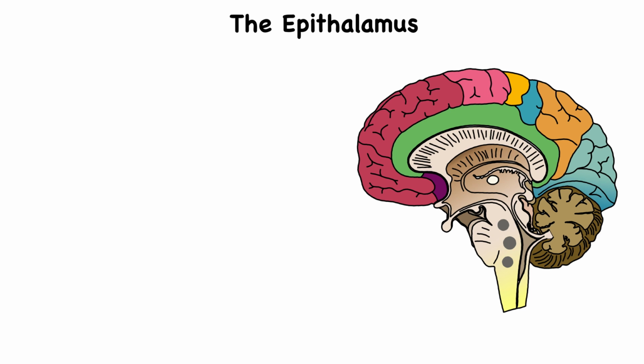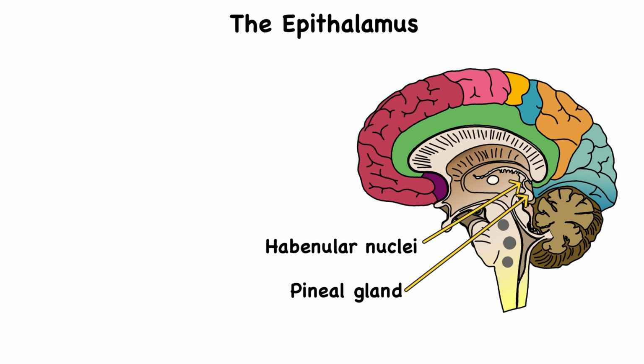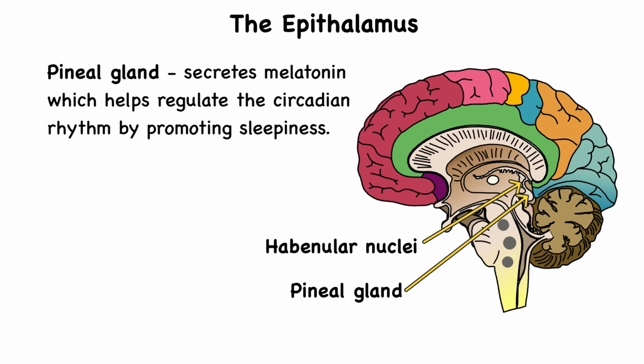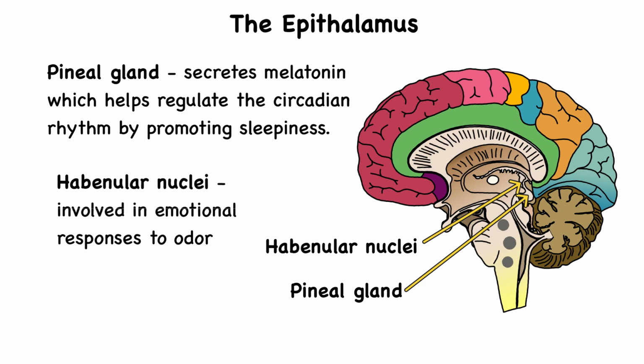The epithalamus is a small region that is located superior and posterior to the thalamus. It contains the pineal gland and habenular nuclei. The pineal gland is about the size of a small pea and secretes melatonin, which helps regulate the circadian rhythm by promoting sleepiness. The habenular nuclei are involved in emotional responses to odors, such as the comforting smell of a loved one's perfume or the smell of grandma's apple pie.